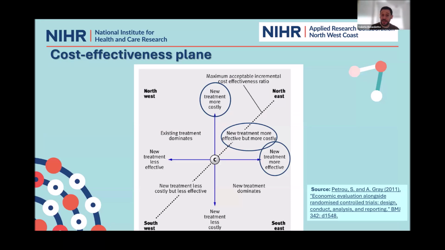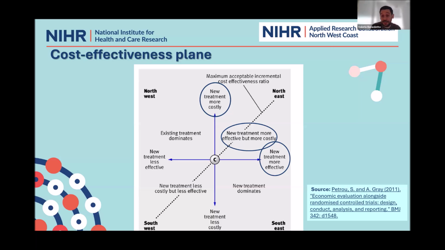So we are in this situation. In the cost effectiveness plane, you will probably remember this figure from our previous session. We are in this situation where we have a trade-off between effectiveness and cost. So the new treatment is more effective. We saw that. We got more QALYs, we got more life years. But at the same time, it is more costly. It costs more to implement a particular treatment.